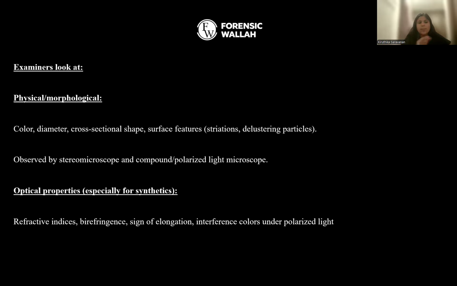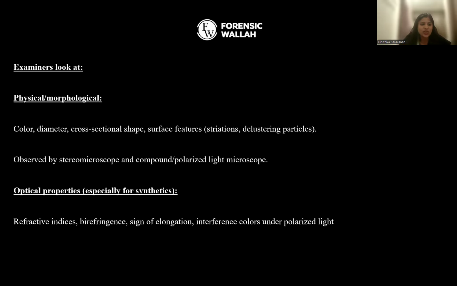Birefringence, from the name itself, you can understand, bi means two. Birefringence means the ratio between two refractive indices of the same fiber. I'm taking the same fiber, taking two different refractive indices, and putting a ratio between them; that is called birefringence. Especially for fibers which have a similar appearance, to differentiate and study them in detail, birefringence is a very good characteristic feature, a very good optical property.